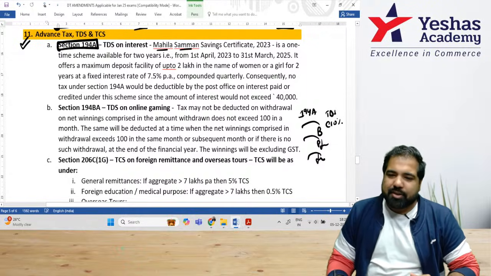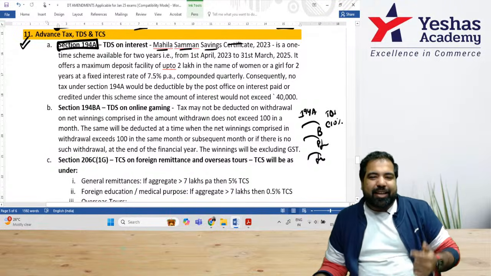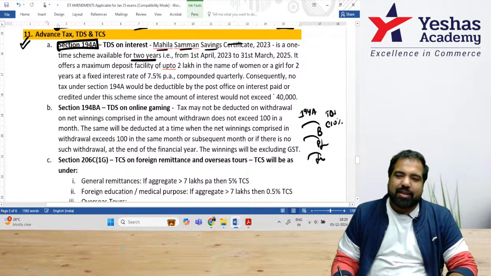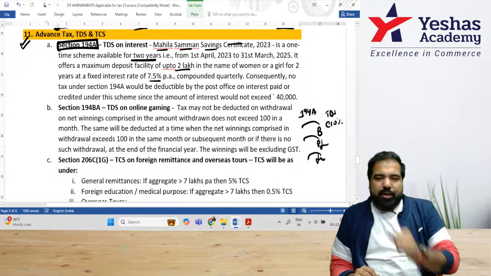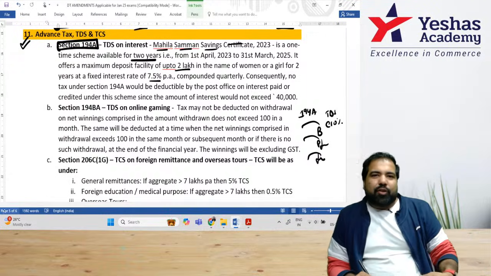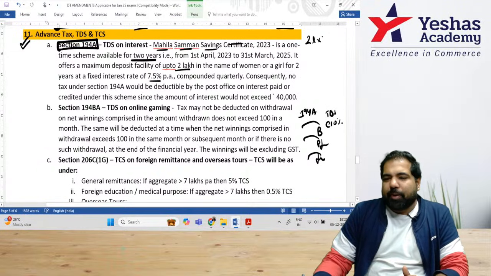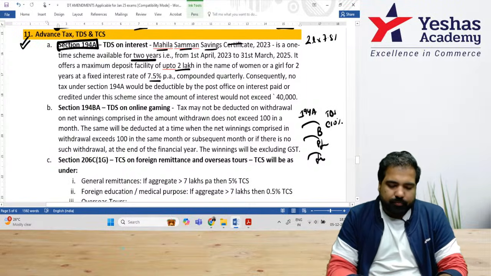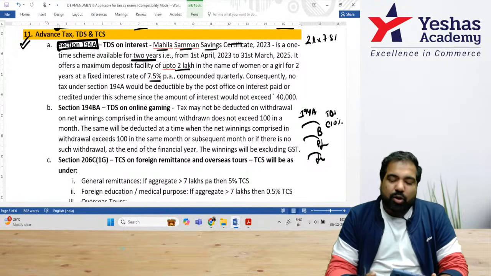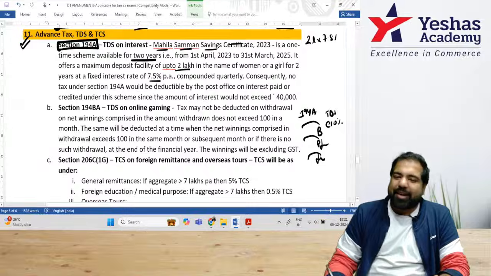Mahila Samman Saving Certificate. What is this? For women, of course, the name only suggests, and for their respect, they can open a small deposit account for 2 years. The maximum amount you can put is 2 lakh, at the rate of 7.5%. Even if you calculate the rate of interest, it will not go above that per year. So if I take 2 lakh and multiply by 7.5%, it's 15,000. It does not exceed the limit of 40,000 or 50,000, and hence the government says this section will not apply to Mahila Samman Saving Certificate.